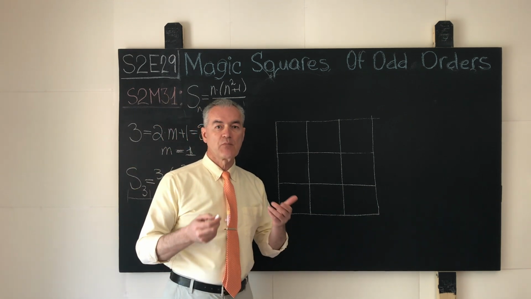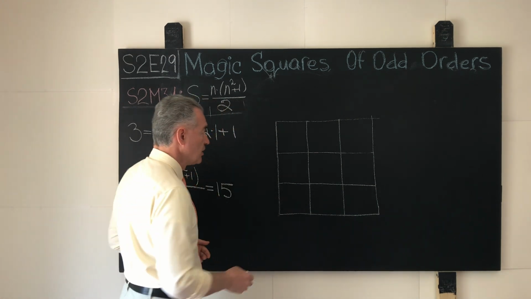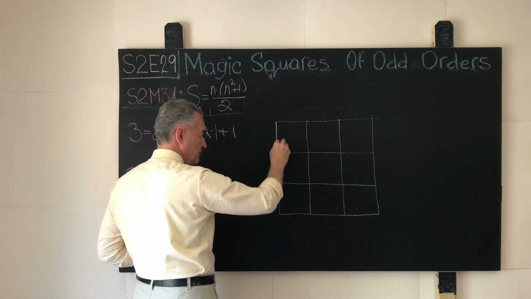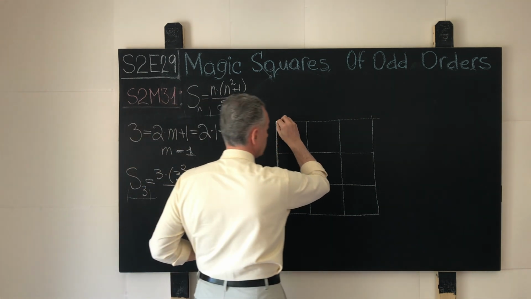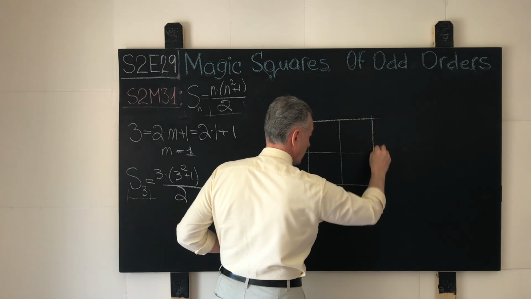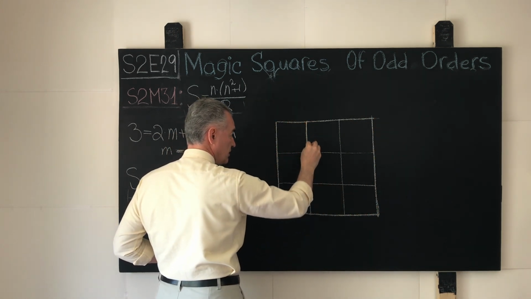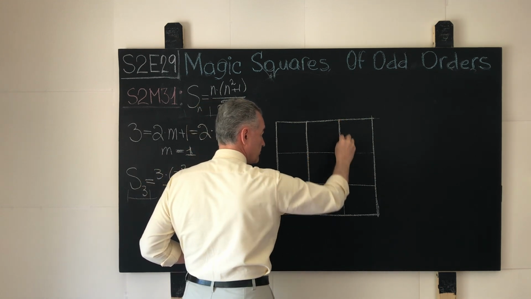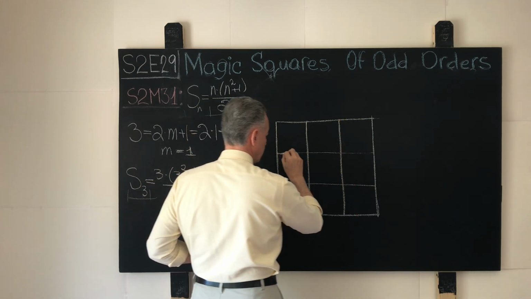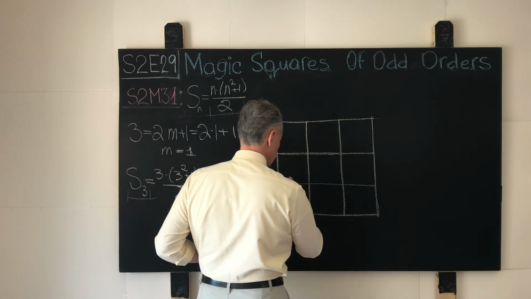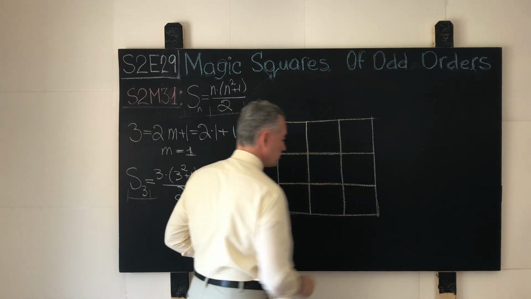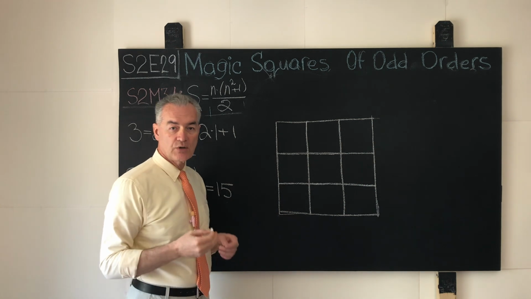Consequently, as the step number 1 of the Bachet algorithm, we construct an empty square that is precisely what? 3 by 3, shown over here. I'll do a little bit thicker lines, and this completes our step number 1.